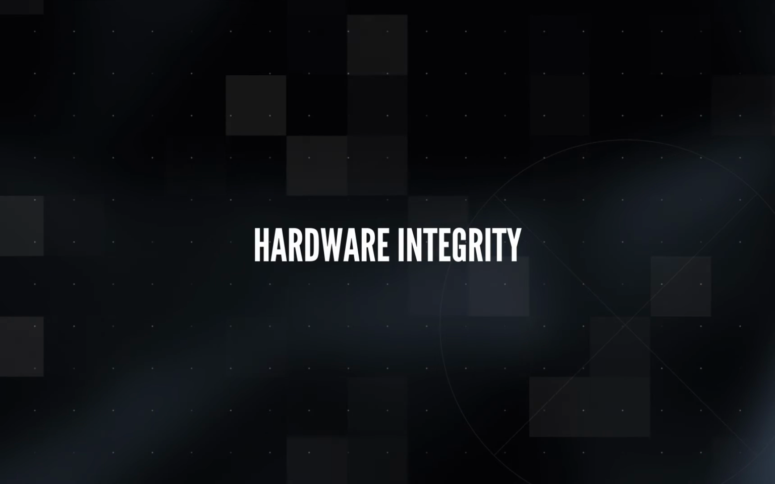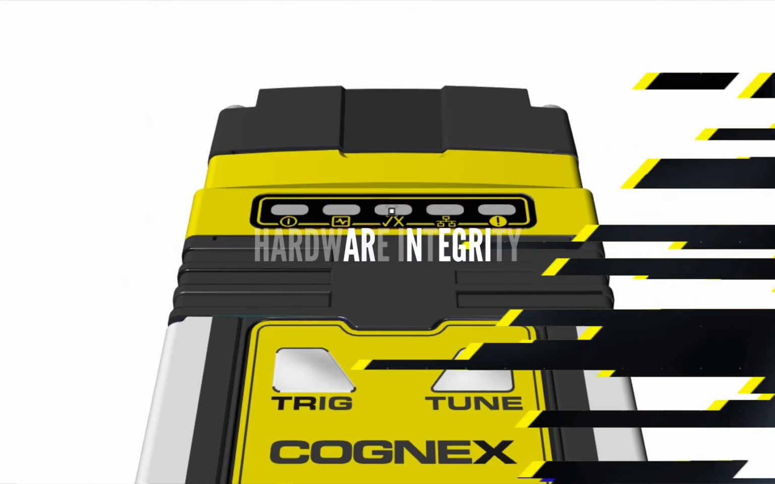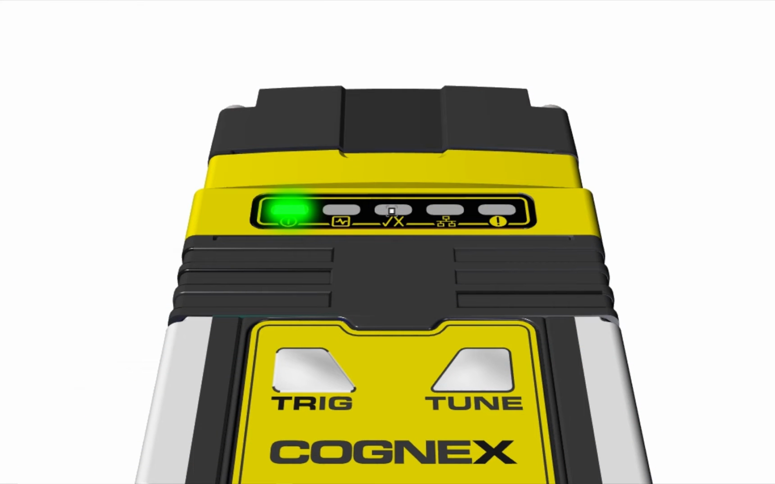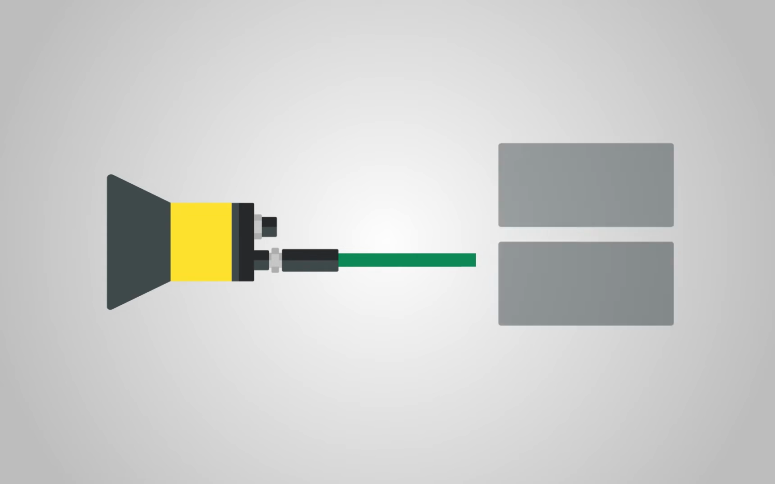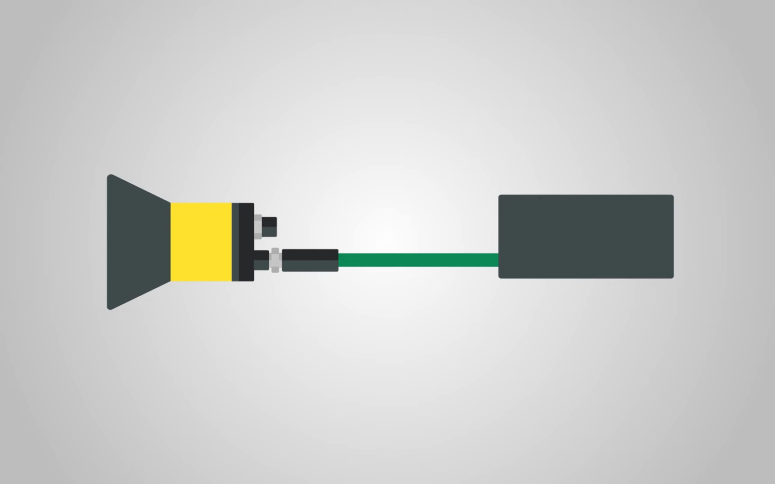Hardware integrity. A green LED on a DataMan indicates that it is sufficiently powered. If using a PoE model, verify that the reader is plugged into a PoE-enabled switch or PoE injector. If the reader is not receiving power from the PoE injector, try using a different injector to isolate the issue to the injector or the camera itself.